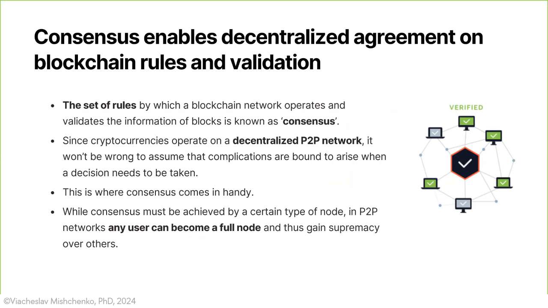So this is what makes blockchain so revolutionary. Instead of having a single authority making decisions, we have multiple independent nodes that must reach agreement. You can think about it like a digital democracy where every node gets a vote.